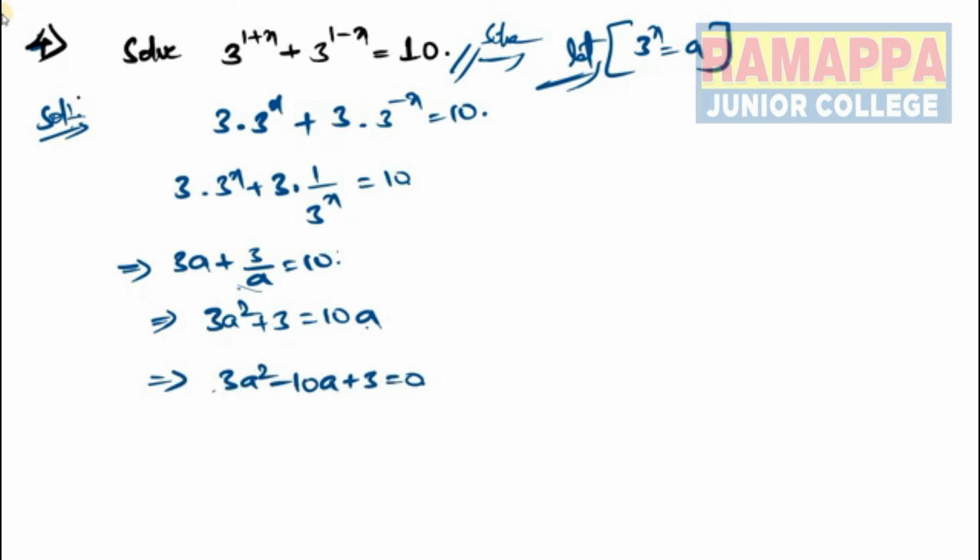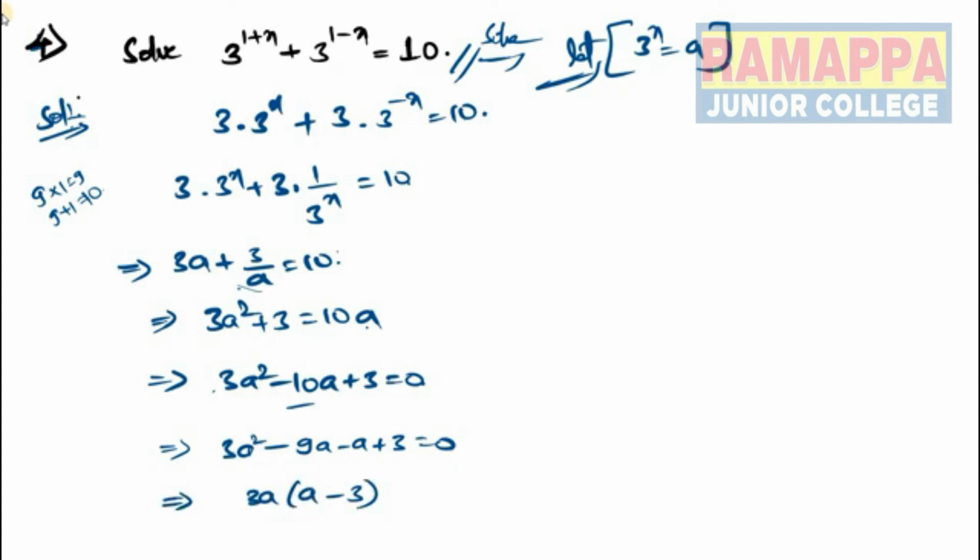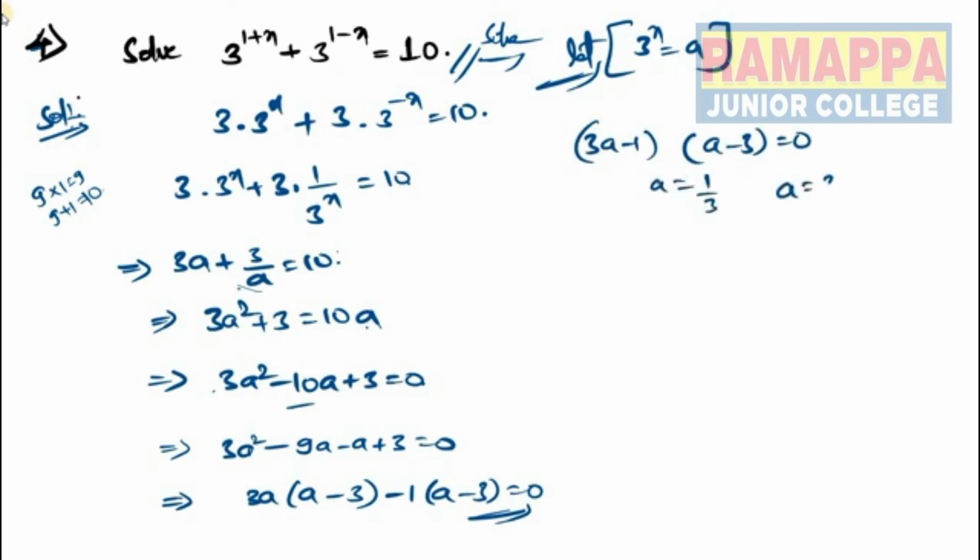3 3s are 9, 9 1s are 9, 9 plus 1 is 10, so we got the answer between them. So 3a square minus 9a minus a plus 3 is equal to 0 we will get. In this factorization, 3a will be common, a will remain here and 3 will remain there. Minus 1 into a minus 3 is equal to 0. Now 3a minus 1 into a minus 3 we will get as the answer. So a is equal to 1 by 3 and a is equal to 3.